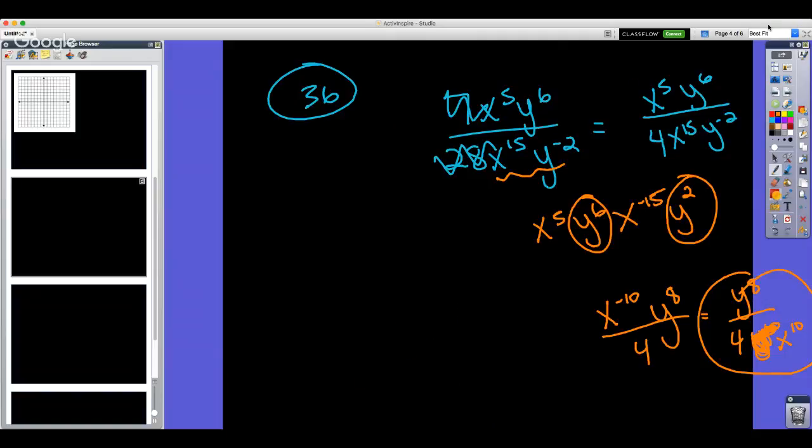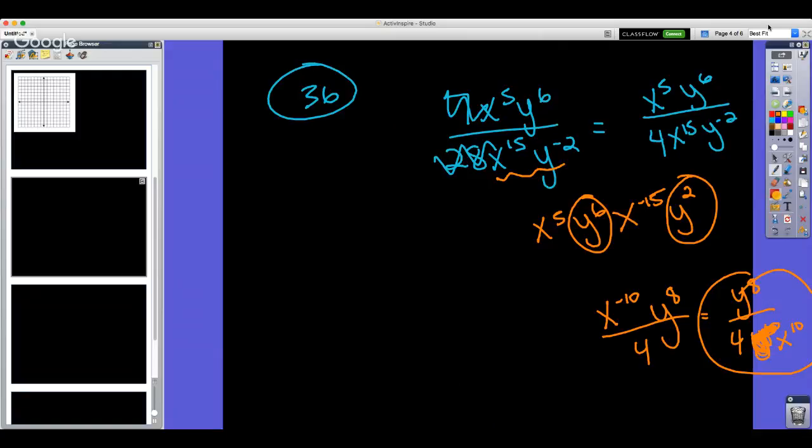Why is it y to the 8th? When I bring y to the negative 2nd to the top, you would change it to y to the 2nd, right? So then you'd have y to the 6th times y to the 2nd. You add those exponents to get y to the 8th. Does that make sense? You see that there now?